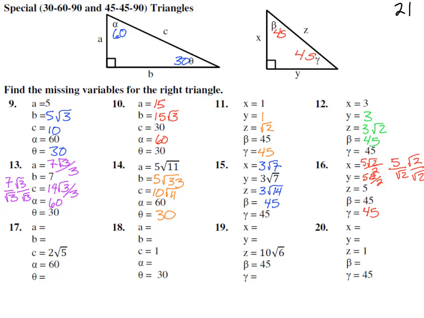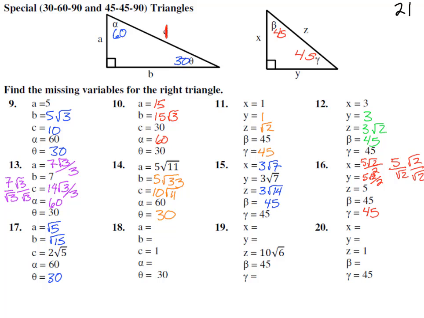All right, next set. Let's see what we got here. A, we don't know, it's half of C, so it's going to be the square root of 5. B is A times the square root of 3, so that's square root of 15. And then theta is 30 degrees. Good. 18. C is 1.